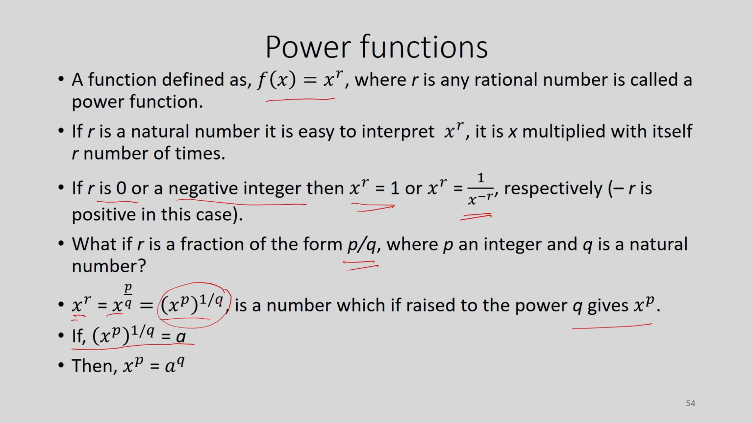Suppose this number is equal to small a, which is a constant. So, x to the power p whole thing to the power 1 divided by q is equal to a, and then I raise the power of both sides by q, then I get x to the power p, and that should be equal to a to the power q. And this is what I meant, that the meaning of this is that if it is a, then if I raise the power of a by q, then I should get x to the power p.